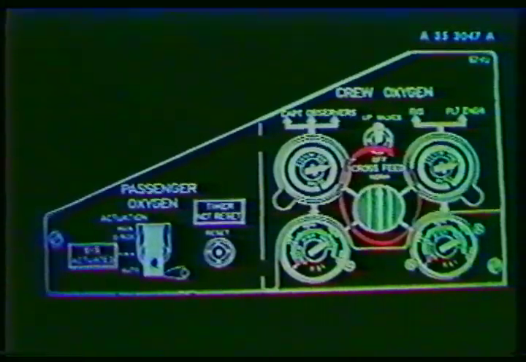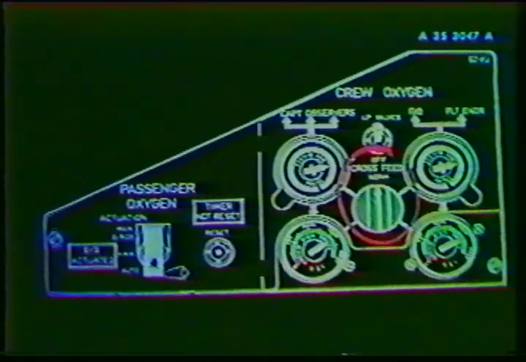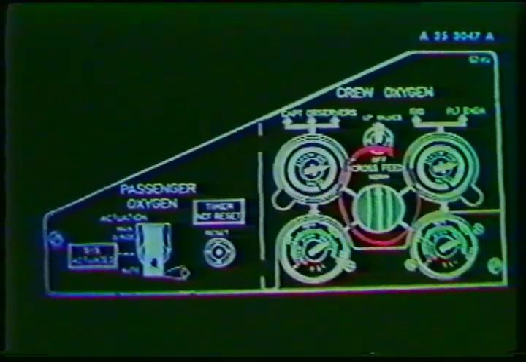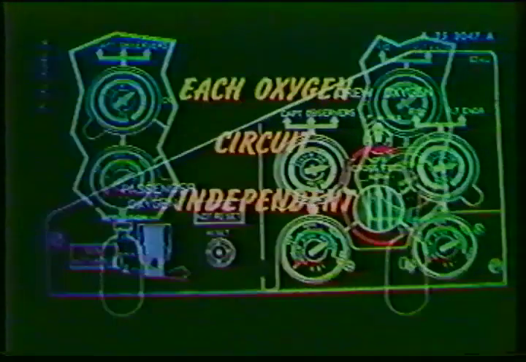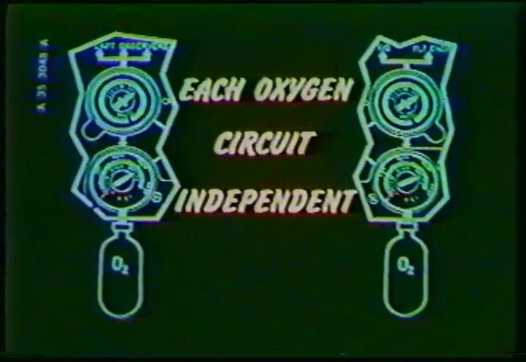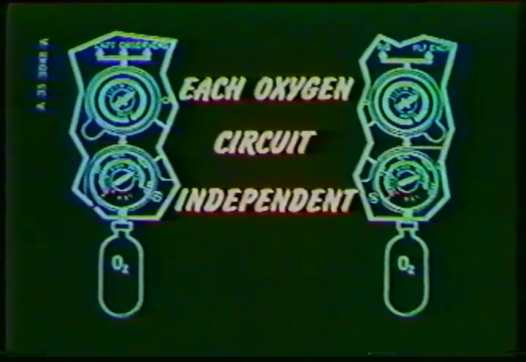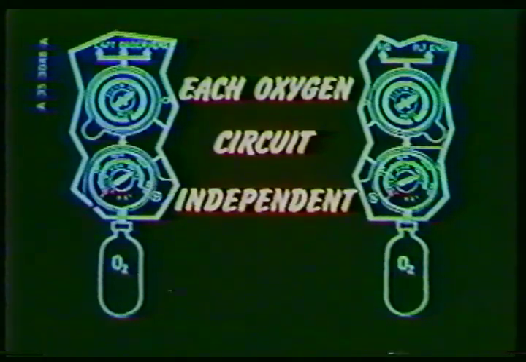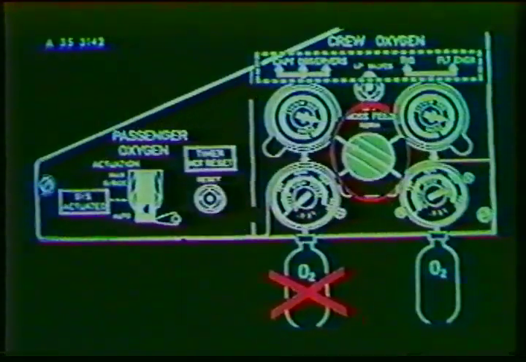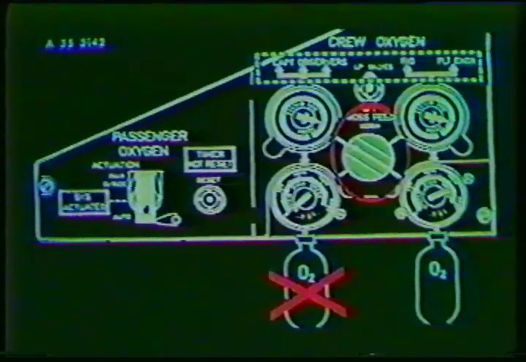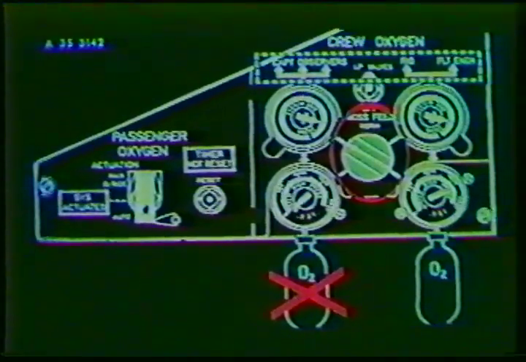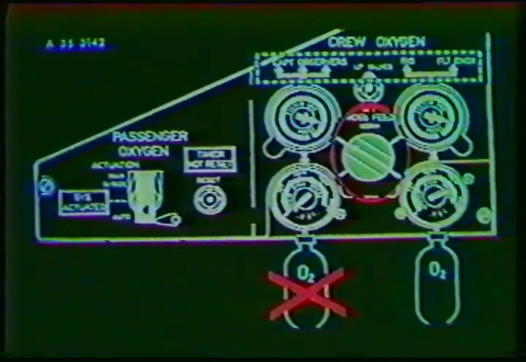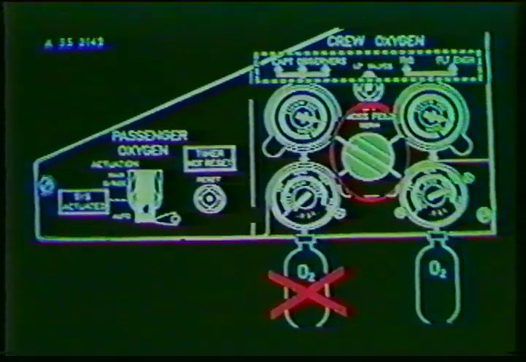Located on the control panel is a cross-feed rotary selector which permits the 2 oxygen systems to be supplied by a single bottle. When in the norm position, the 2 oxygen systems operate independently of each other. When in the cross-feed position, all oxygen masks will be supplied by a single oxygen bottle, left or right as selected. The low-pressure valve on the system being cross-fed is automatically closed.